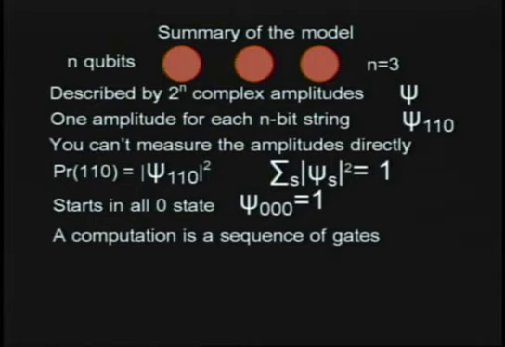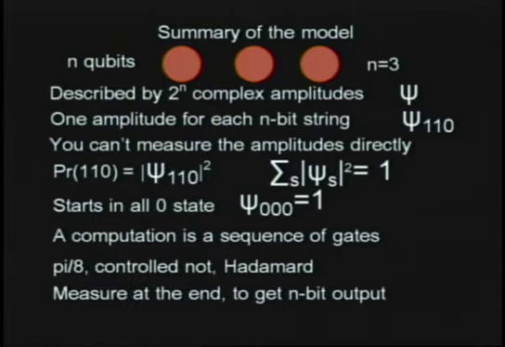A computation is just a sequence of gates chosen from those 3. And this is the bit I left out. At the end of the computation, after you've done all of your gates, you do a measurement to get an n-bit output, so a 3-bit output, for example. And that's the output of your computation. That's it. That's all there is to quantum computation. You know Maxwell's equations. If anybody can come up with a new algorithm by lunch, I'll be very impressed.